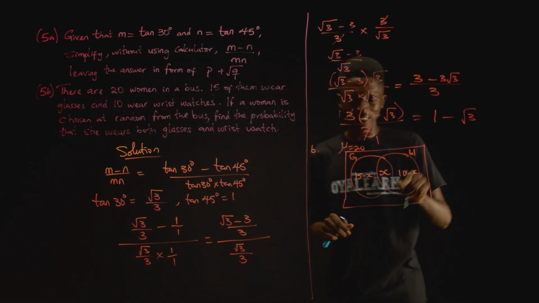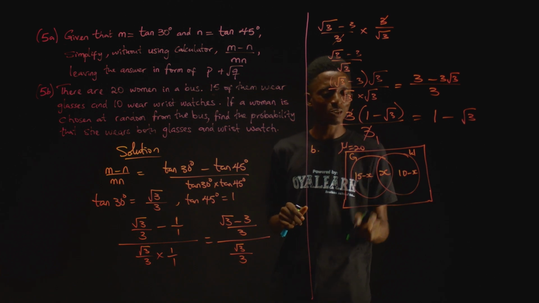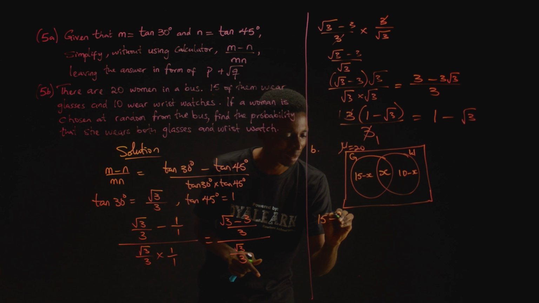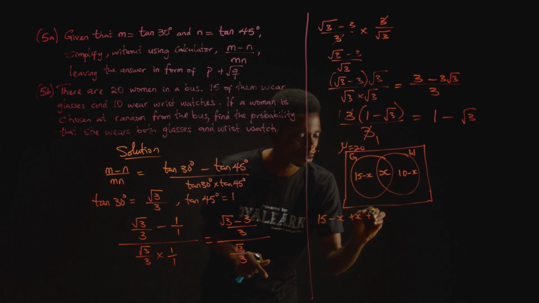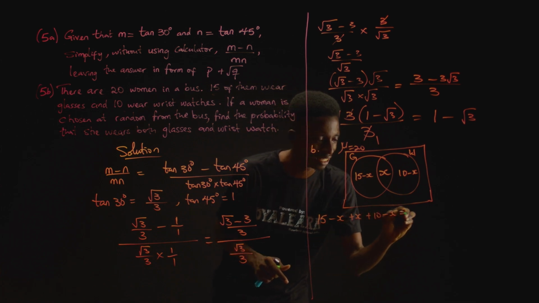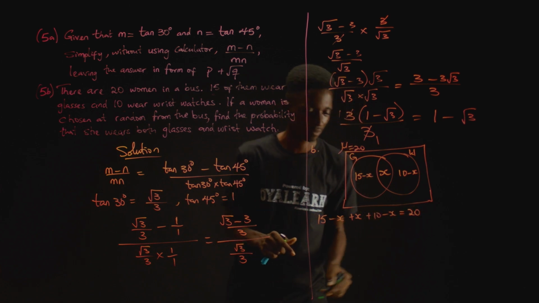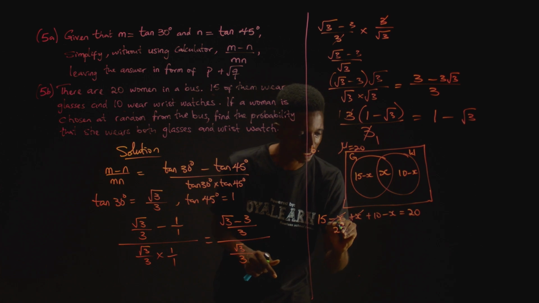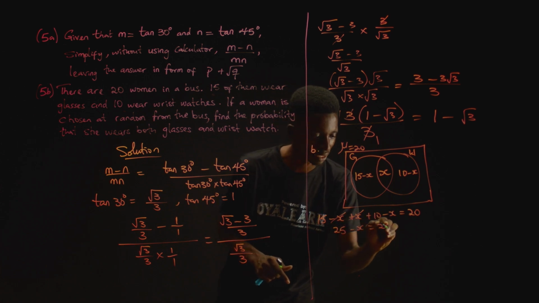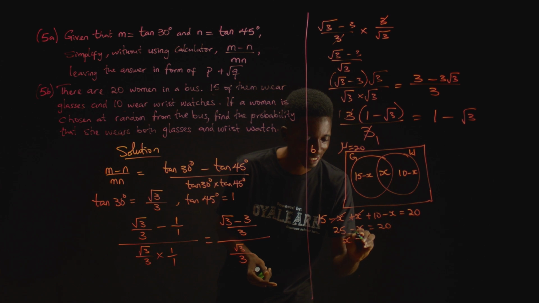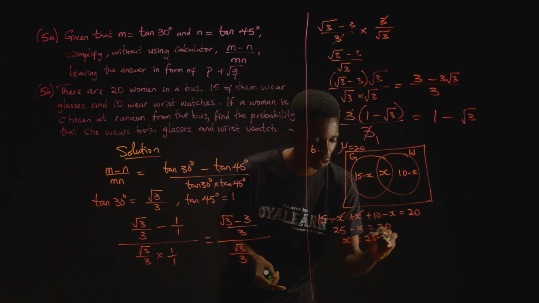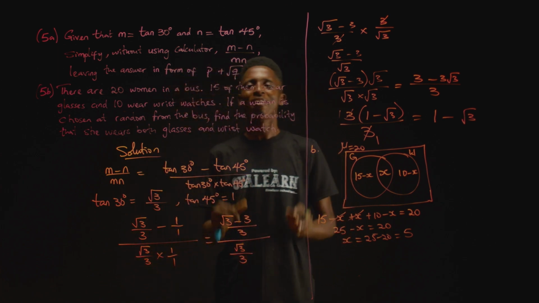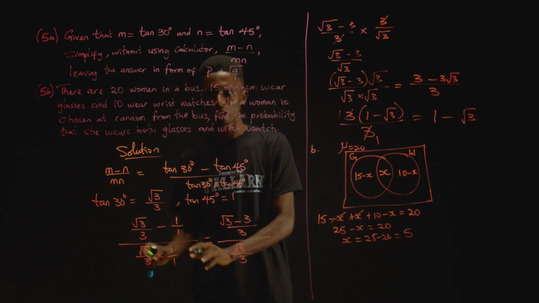And the sum of everything here should give us 20. Okay, so using that we can get the value of X. So we say 15 minus X plus 10 minus X equals 20. Easy here, we see minus X minus X. So this will give us 25 minus 2X equals 20, which implies that 2X equals 25 minus 20, which is 5. That tells us that 5 women are wearing both glasses and wristwatch.